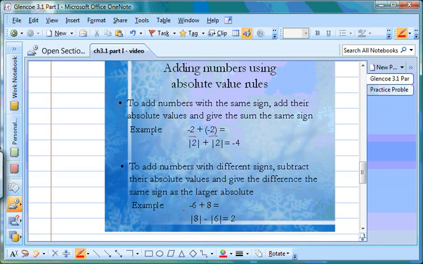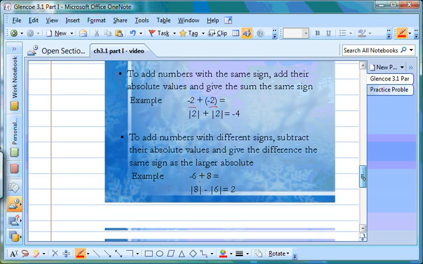Now we go back to our original problem and we look. We had a -6 and we had an 8. Which one of those has the larger value? 8 has the larger value and it's a positive number, so our answer is also going to be positive.